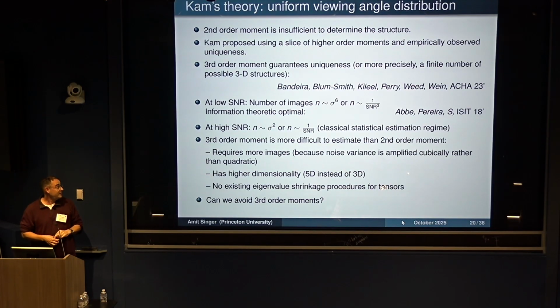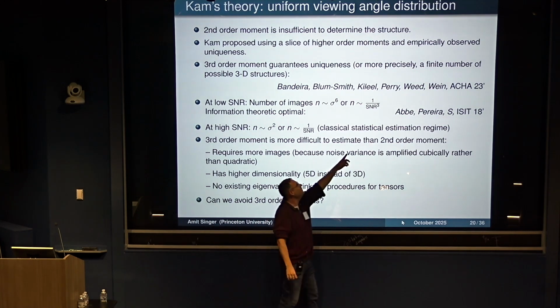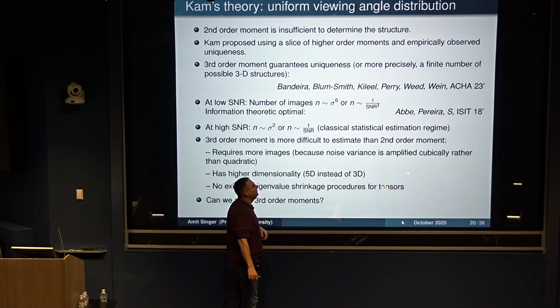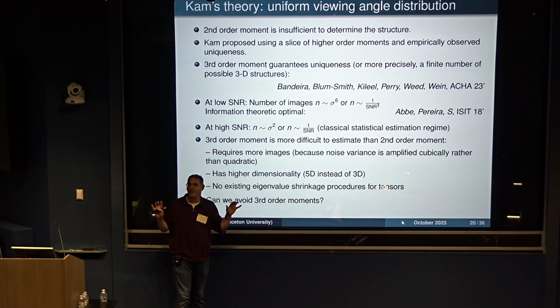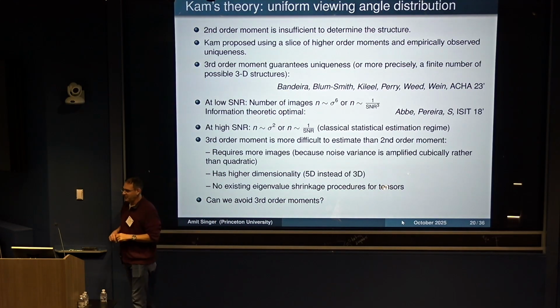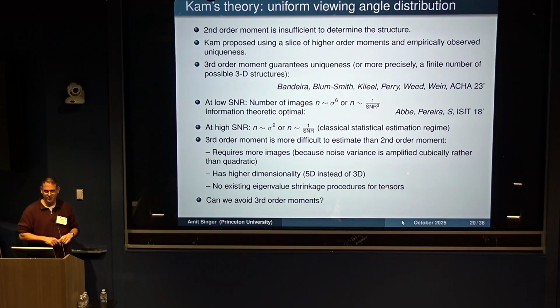So that settled it. Before, in collaboration with Emmanuel Abbe, who was at the time at Princeton, and my former student, Joao Pereira, that was really his PhD dissertation. Emmanuel is a world expert in information theory, and we were able to show that this is actually information theoretic optimal.